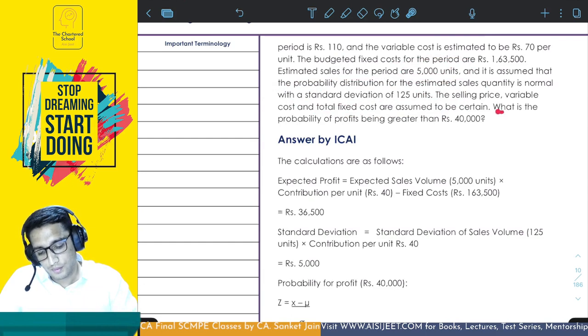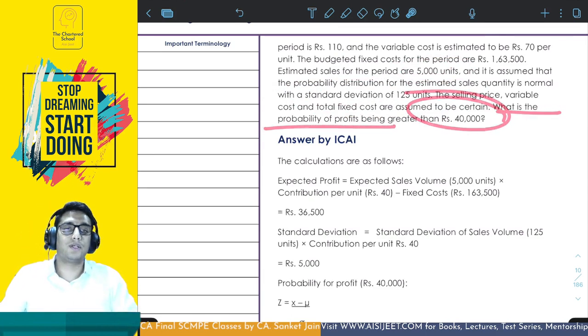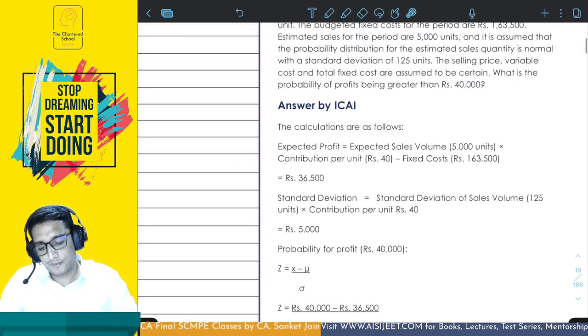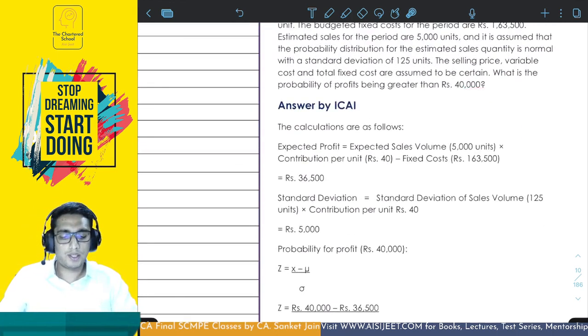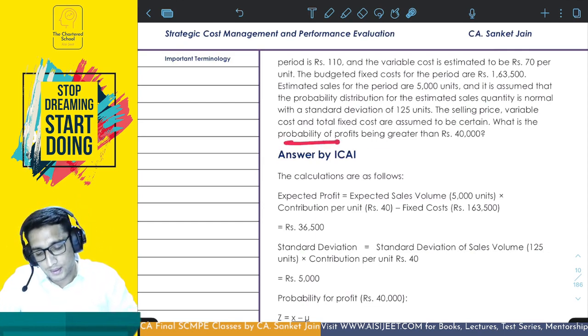What you have to do is, what is the probability of profit being greater than 40,000? If you have to earn the profit of 40,000, what is the probability that you will earn more than 40,000? Now what you have to remember is the probability number that we're going to get from the Z table. The final answer is going to be 1 minus that number, because they are asking more than, greater than.